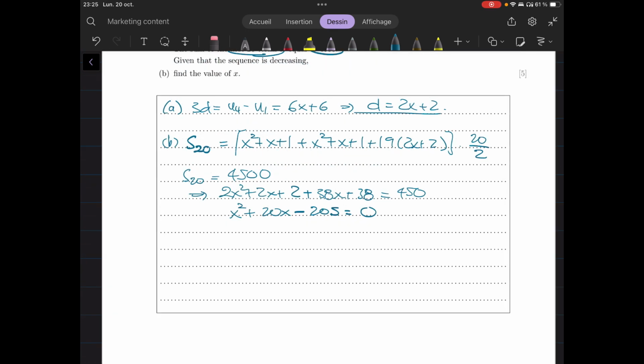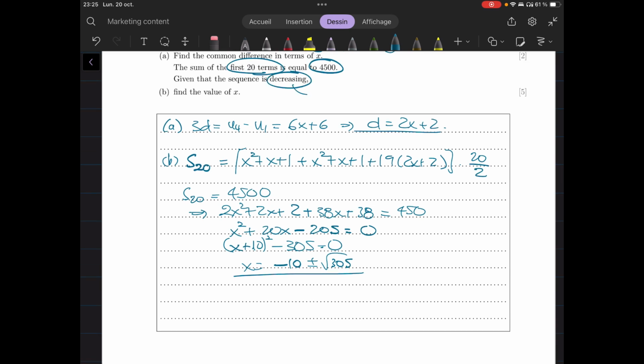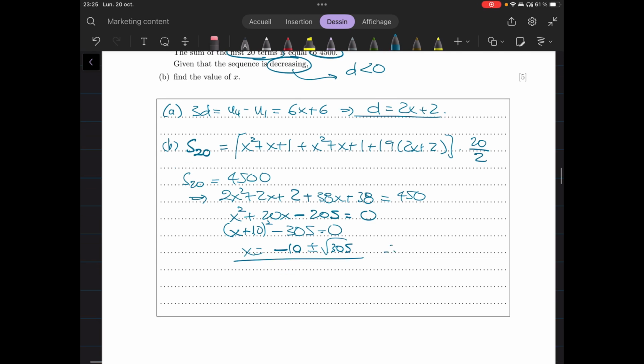We'll want to now solve this equation. You can use a GDC or you can just complete the square. Either option would work because this is paper 2. So your answer would be minus 10 plus or minus root of 305. You know that the sequence is decreasing. This implies that your D has to be negative. Therefore, X has to be this number, so that 2x plus 2 is still negative.